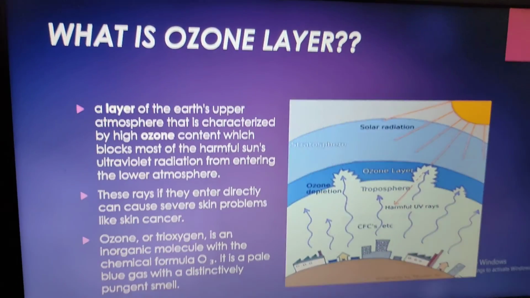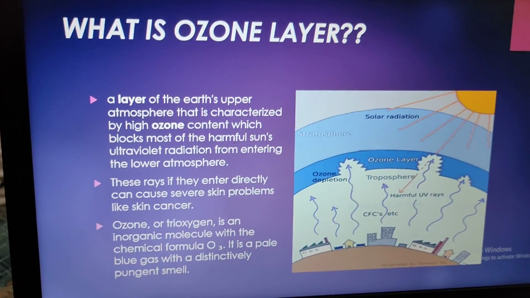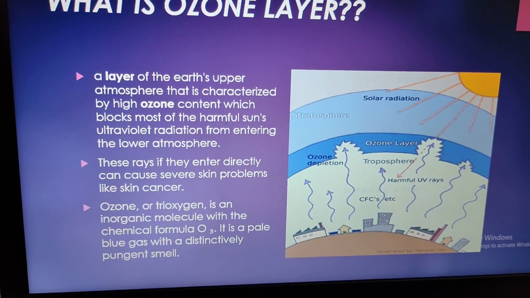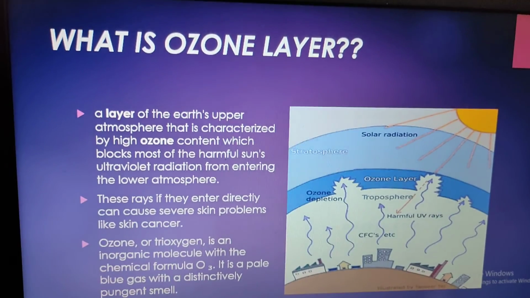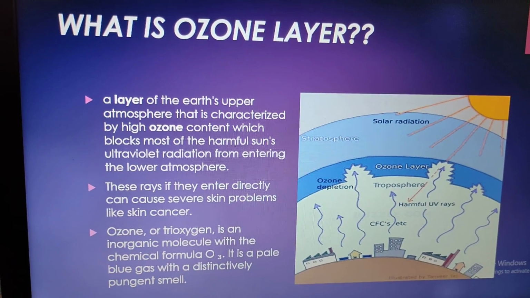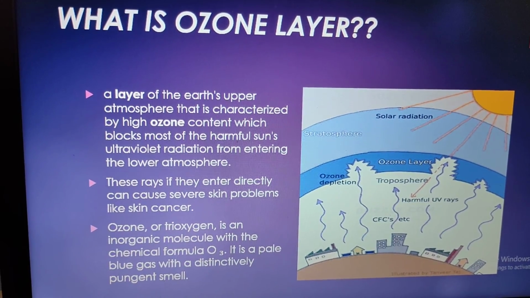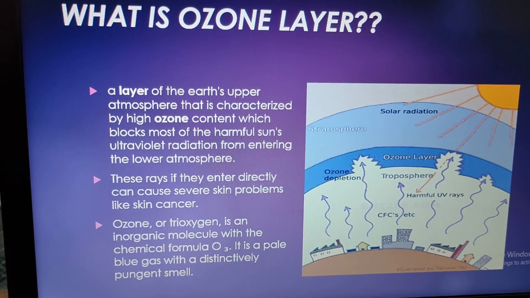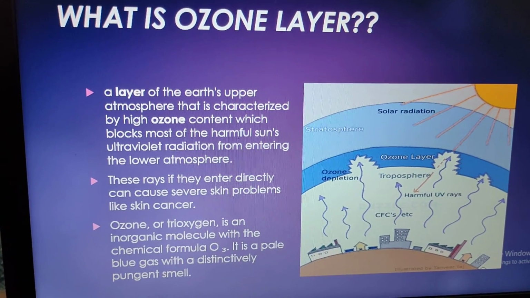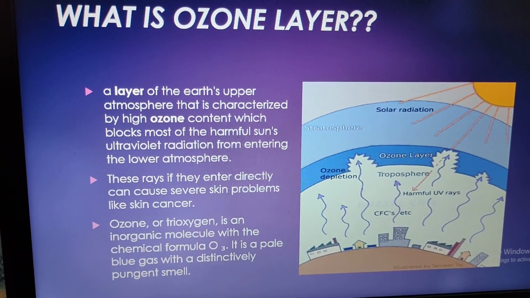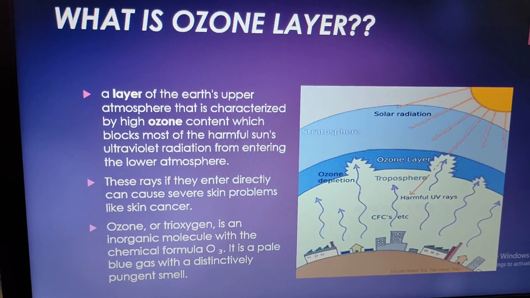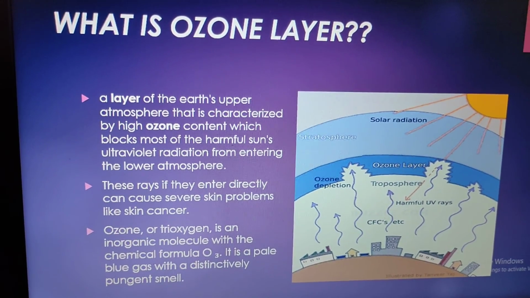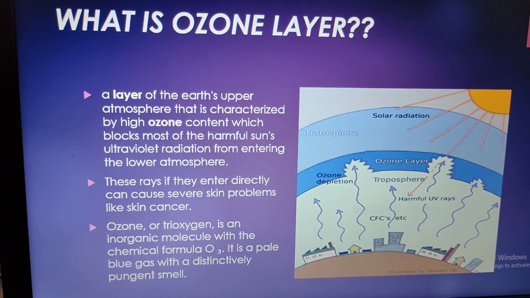Now, we are beginning with our new topic, and that is ozone layer. First of all, what is ozone layer and why it is important, and what is ozone layer depletion? First of all, let's talk about what is ozone layer. A layer of the Earth's upper atmosphere. Now, ozone layer particularly lies in your stratosphere. First is your troposphere and second is your stratosphere. So in stratosphere, your ozone layer lies.